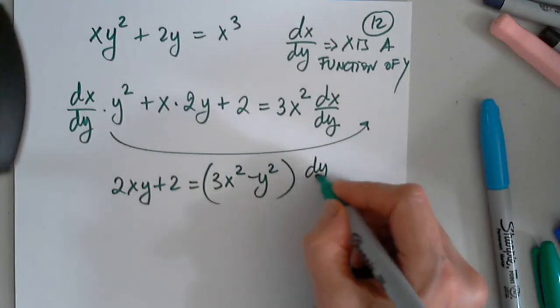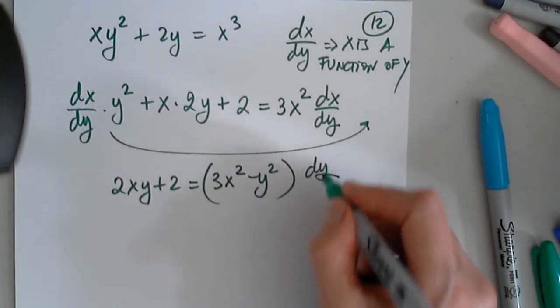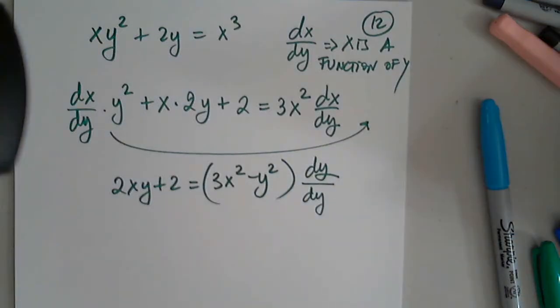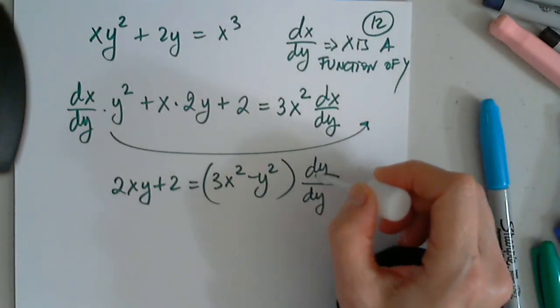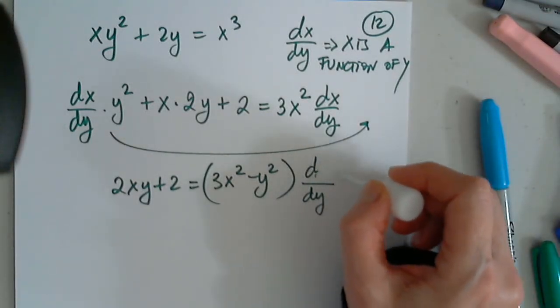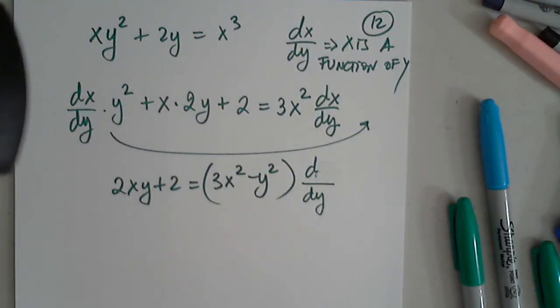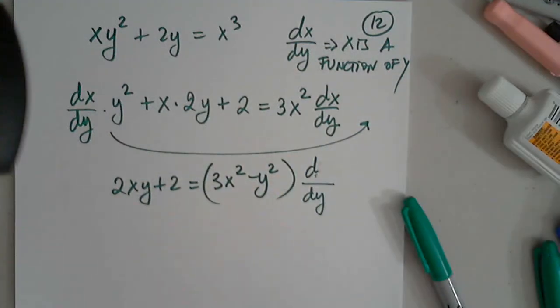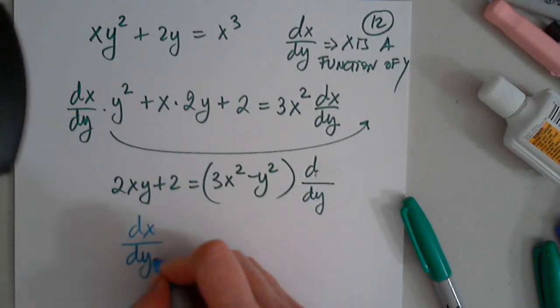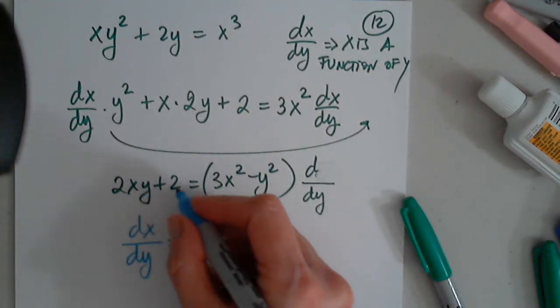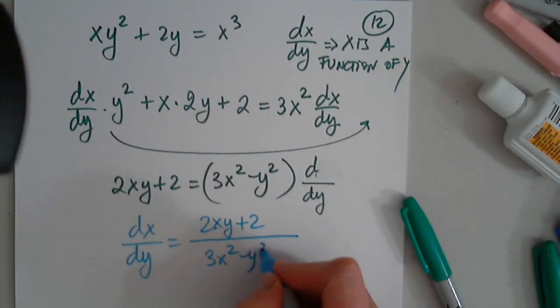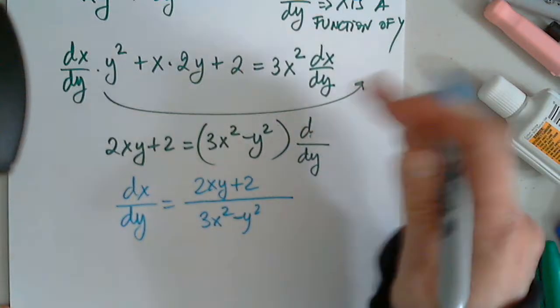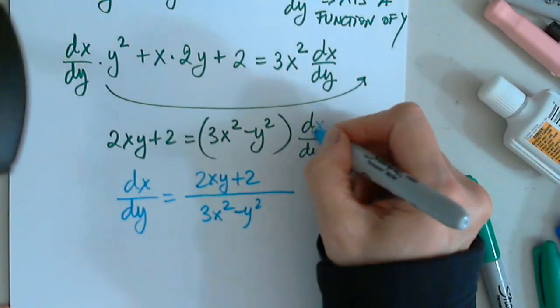And I immediately factor, sorry, habit. And it's dx over dy. All I need to do is just divide. So then dx over dy will be 2xy plus 2 over 3x squared minus y squared. And I have to let it dry, and I'll have to put an x in there.